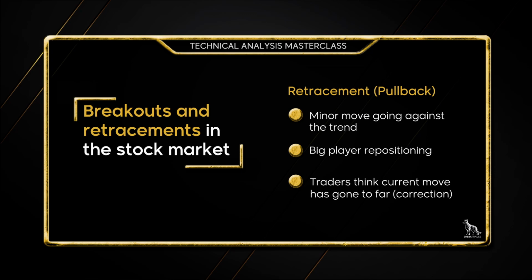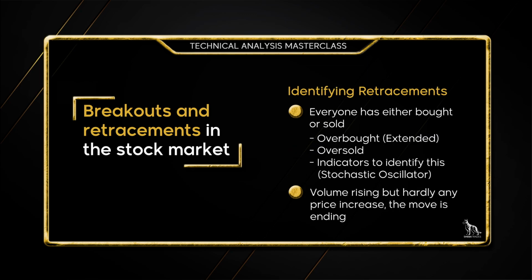So a breakout is when a stock breaks out of a range and is now forming a new type of trend, whereas retracement is when a stock breaks out a little bit, but it's a minor move that's going against the trend and it just comes right back down. So if traders think a current move has gone too far, it might have a little course correction, a little pullback, but then that trend should continue up again.